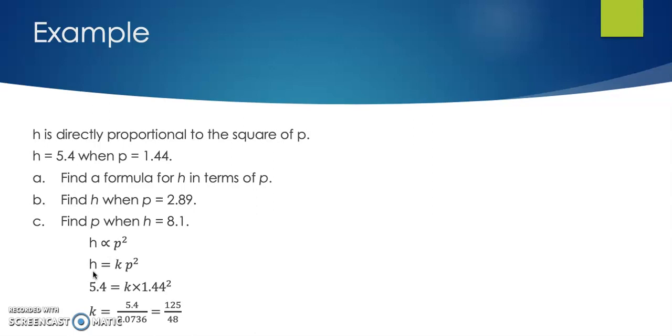So k equals 5.4 over 1.44 square, which is 2.0736, which is equal to 125 over 48. I advise you to keep this as a fraction. Do not write the decimal, because in the decimal there are rounding problems, and sometimes this rounding will affect the final answer. Always round the answer in the final step, never round in the middle.